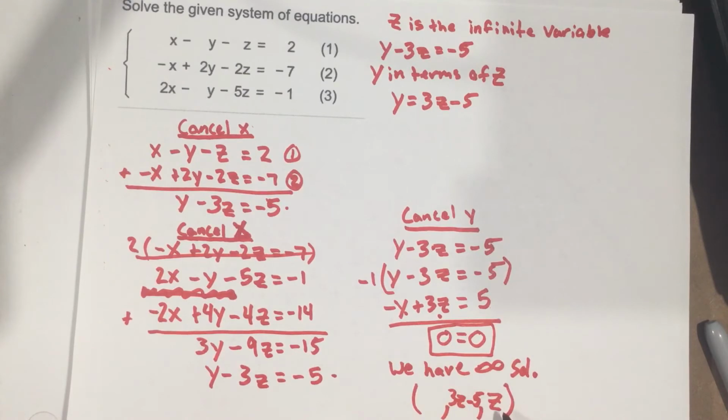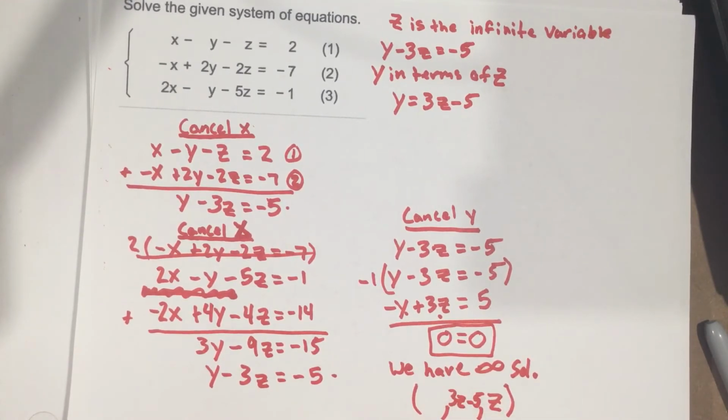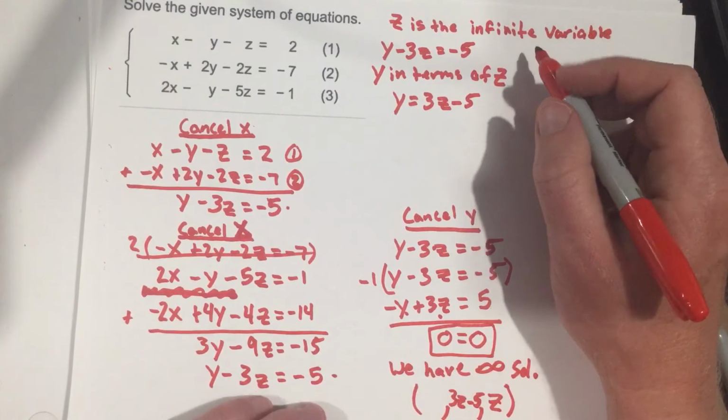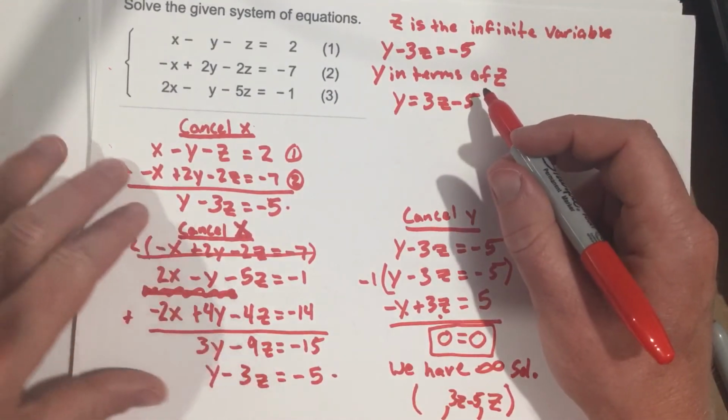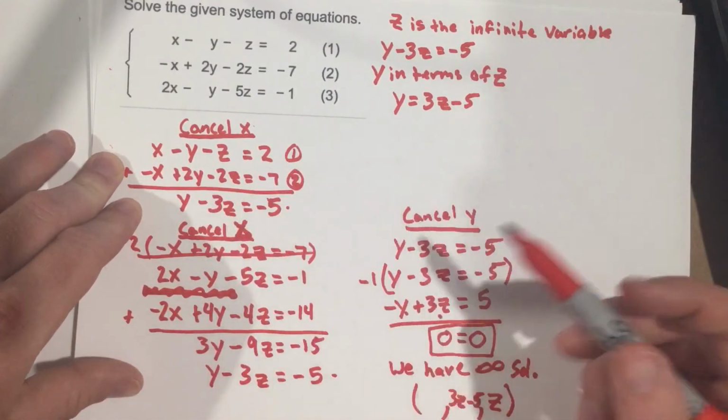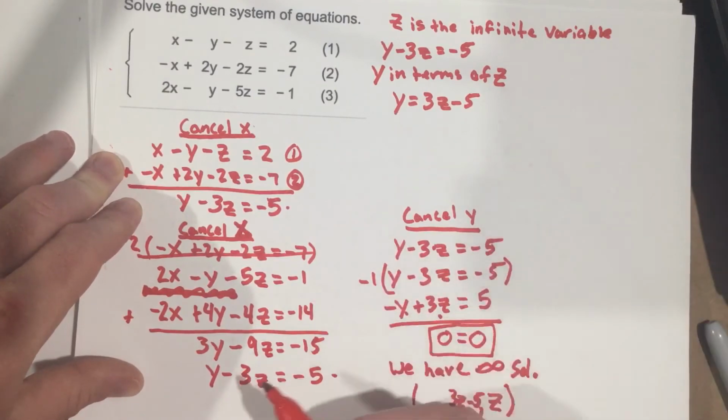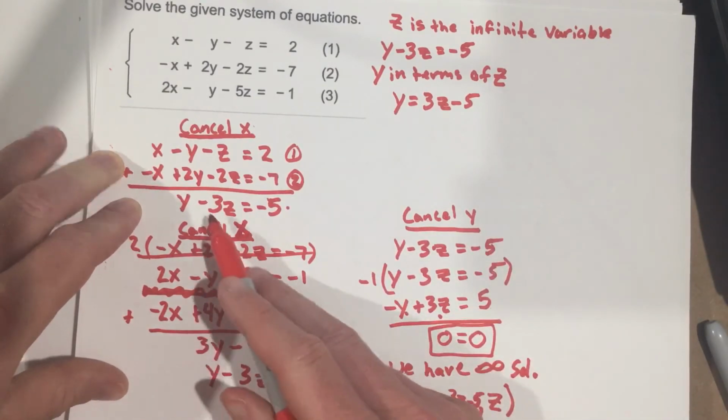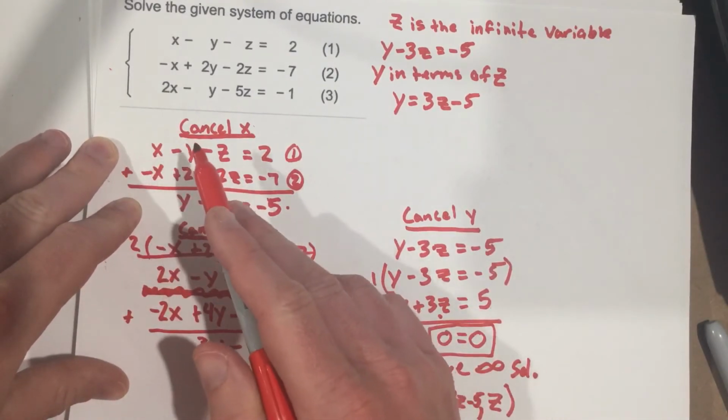And I picked z to be my infinite variable. I could have picked x or y. It doesn't really matter which one you pick, as long as you pick one of the variables to be the infinite variable. Now we're going to look at, do we have an equation that has z and x in it? So I don't see any equations with just z and x.